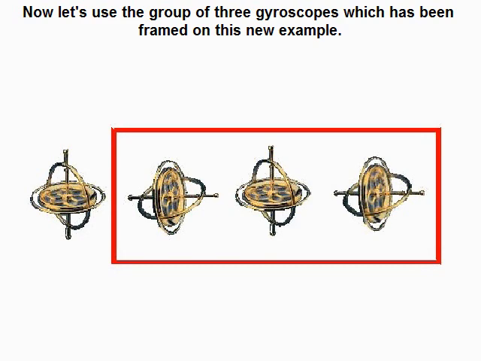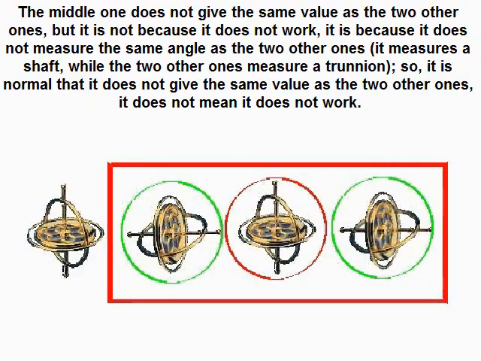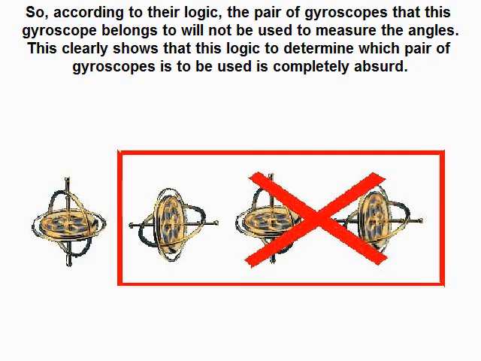Now let's use the group of 3 gyroscopes which has been framed on this new example. The middle one does not give the same value as the 2 other ones, but it is not because it does not work, it is because it does not measure the same angle as the 2 other ones. It measures a shaft, while the 2 other ones measure a run. So it is normal that it does not give the same value as the 2 other ones. It does not mean it does not work. So according to their logic, the pair of gyroscopes that this gyroscope belongs to will not be used to measure the angles. This clearly shows that this logic to determine which pair of gyroscopes is to be used is completely absurd.